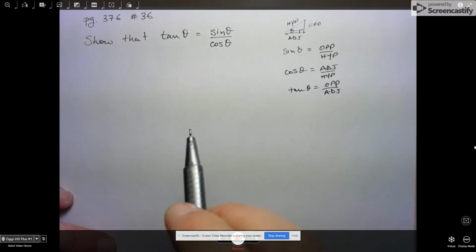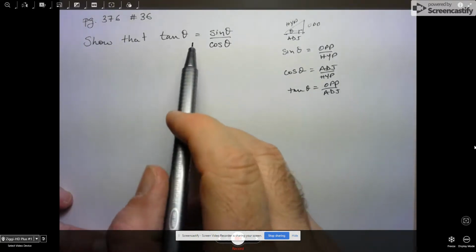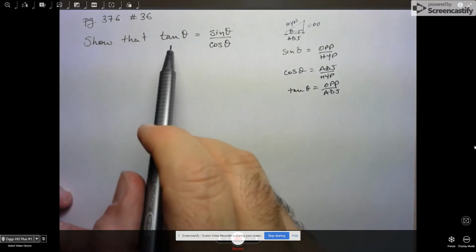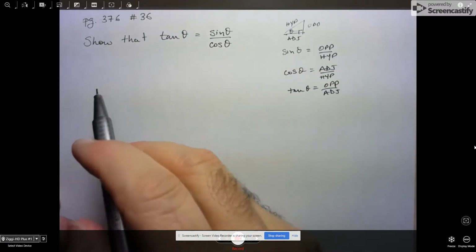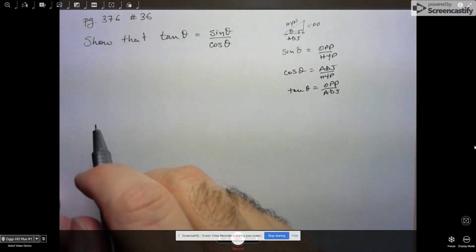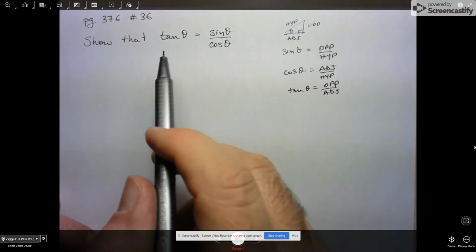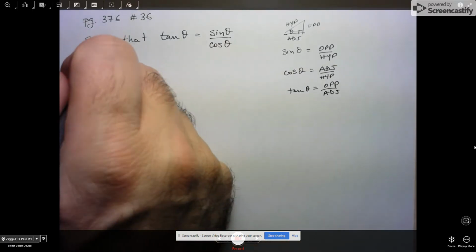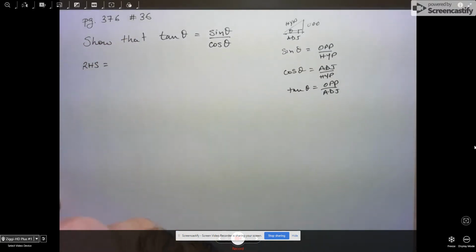I'll introduce you to some of the notation we use when we're trying to prove that an equation is always true. This is not something we're solving. We're trying to show that these two things are equivalent. What we do is start with one side of the equation, usually the side that's more complex, the one that offers us more algebra that we can do. So I'm going to start with the right-hand side, which I'll represent by RHS.